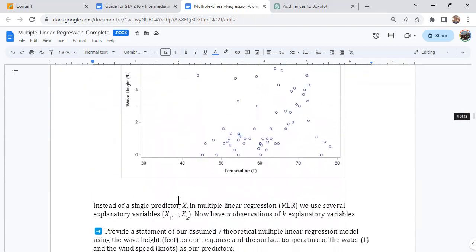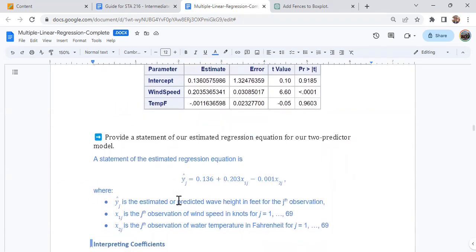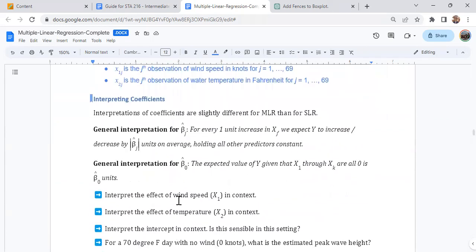I give the general interpretations here. Now we have a general blueprint: for every 1 unit increase in xj, we expect y to increase or decrease by this many units on average. That part is exactly the same as for simple linear regression. The new part for multiple linear regression that we add on is saying holding all other predictors constant.